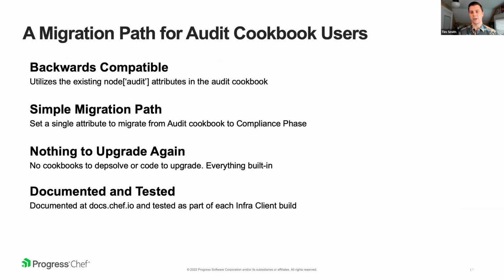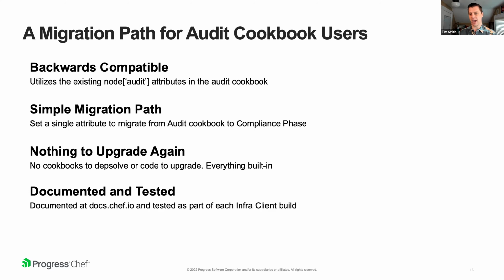Like I was saying before, this is a fully backwards compatible migration from Audit Cookbook users. It's utilizing all the existing audit node attributes. So node audit, whatever is going to work. Any existing profiles you're loading, profiles that you might have pulled off a supermarket, off of GitHub, off of Automate, those will all continue to work. We've got some great new stuff, but we wanted to first make sure that we had a path for all of our existing users, so we didn't leave anybody out on the legacy cookbook.